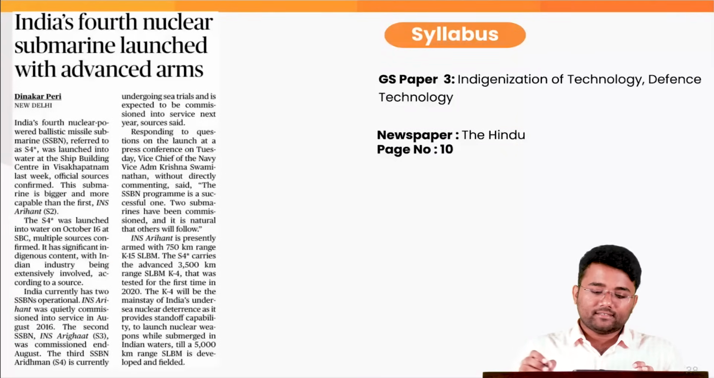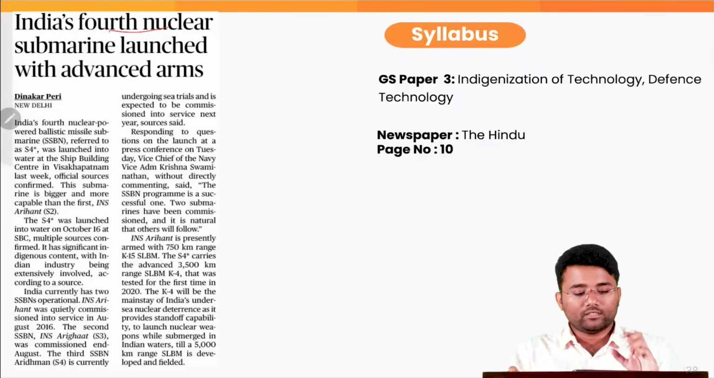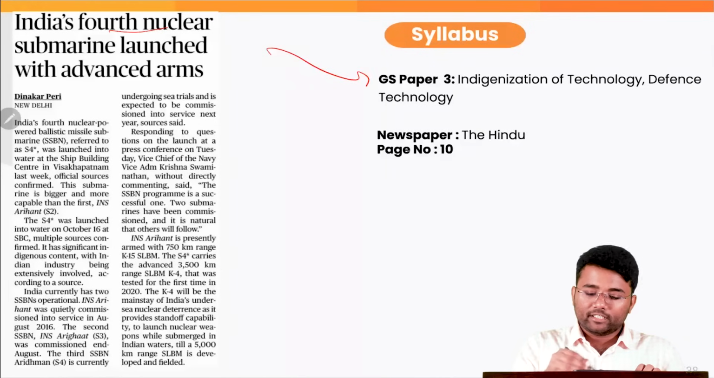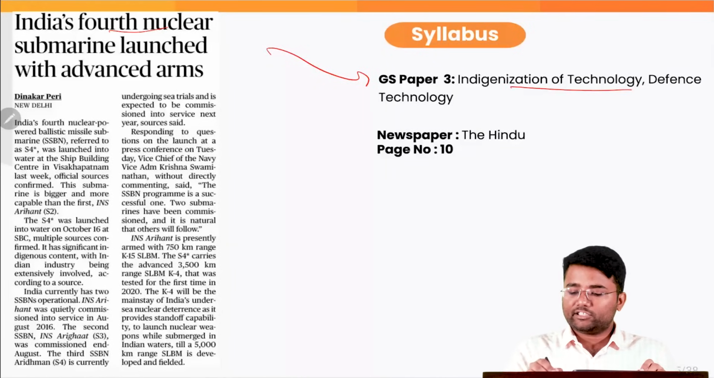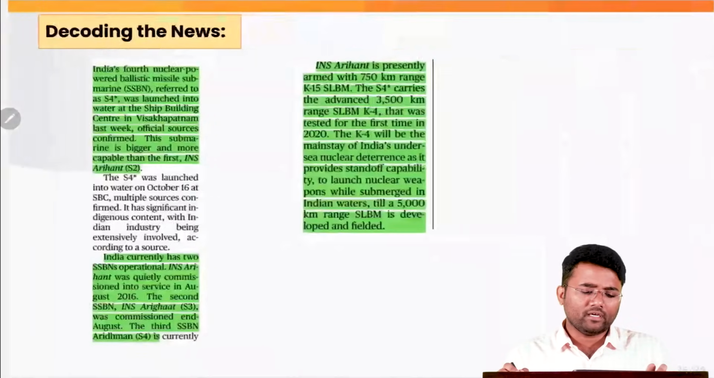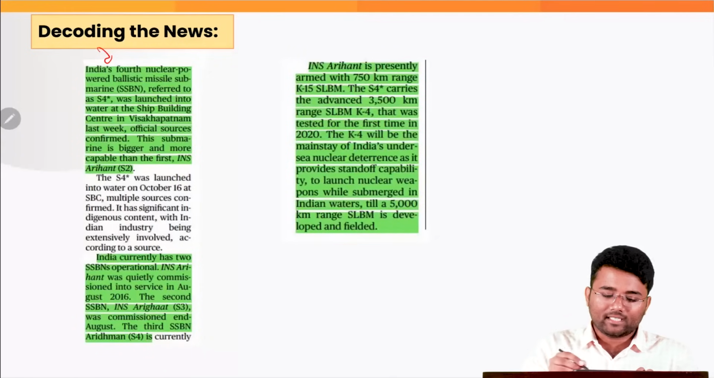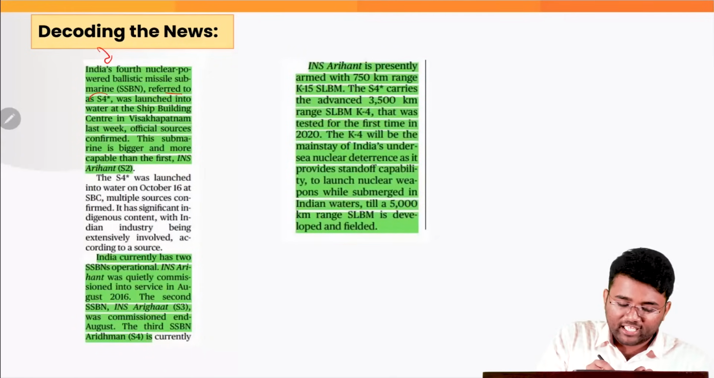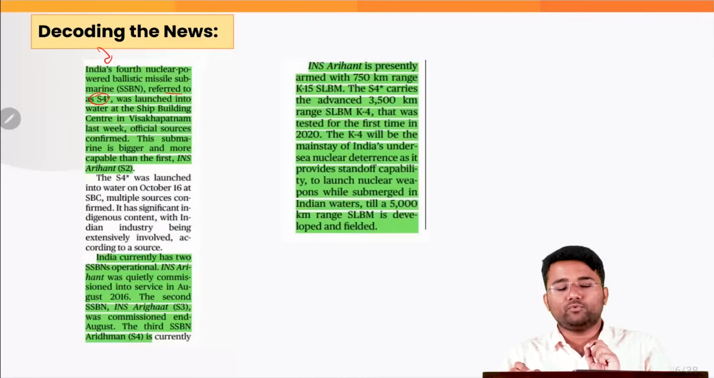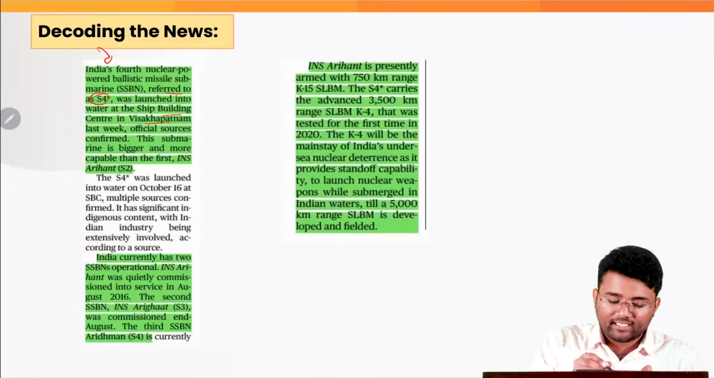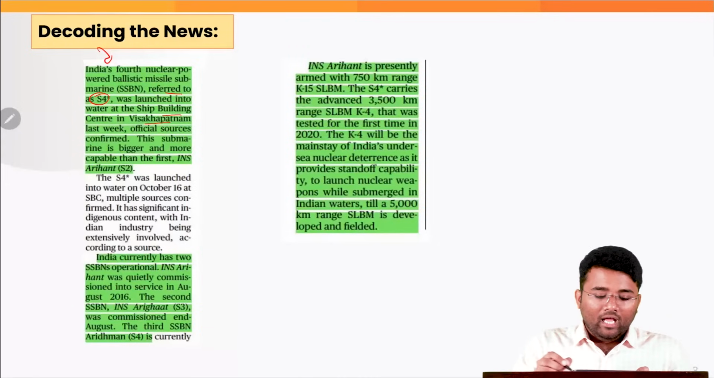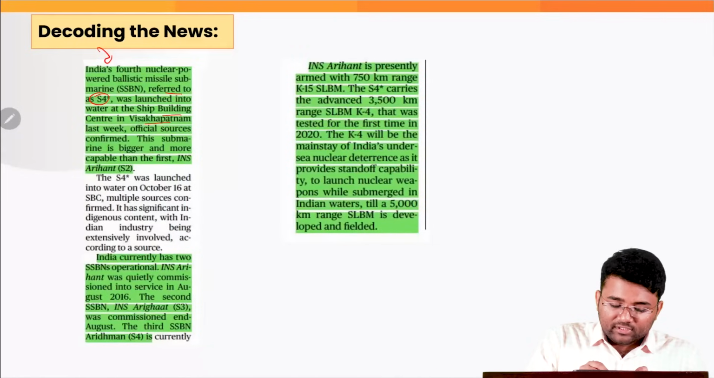Our last topic is India's fourth nuclear submarine. This particular topic pertains to the syllabus of your GS paper 3, Indigenization of Technology and Defense Technology, and this has appeared in today's The Hindu, page number 10. The context is that India's fourth nuclear powered ballistic missile submarine SSBN, referred to as S4, was launched into water at the shipbuilding center in Visakhapatnam last week. And the official sources have confirmed this.